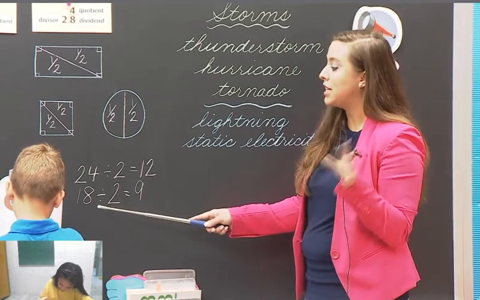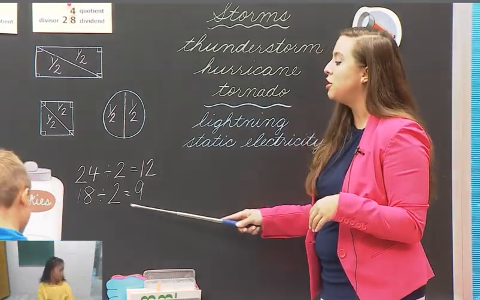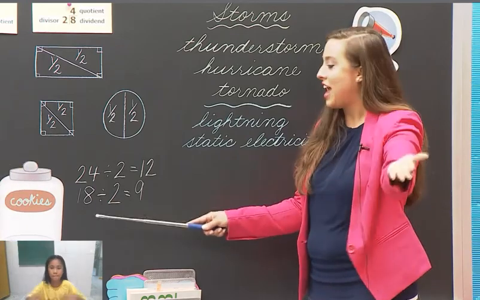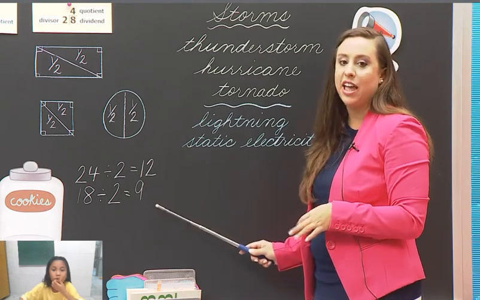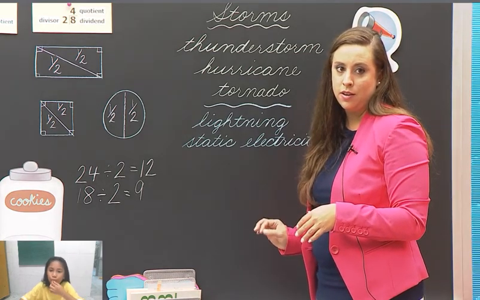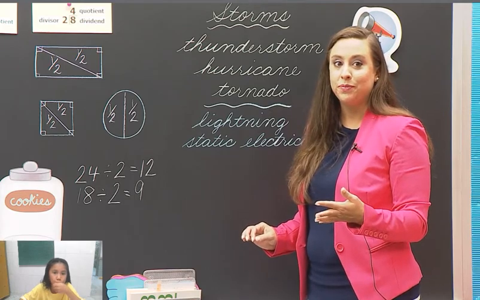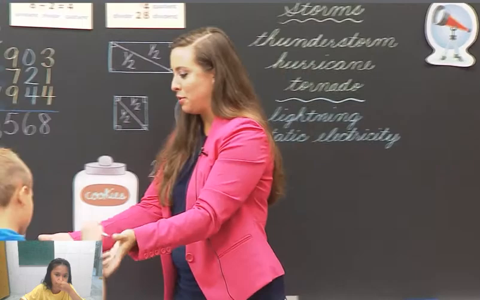Good. Let's listen to the next one, and then we'll read it together. 18 divided by 2 equals 9. Together? 18 divided by 2 equals 9. What do I call the 12 and the 9, Anna? My what? Caden? Yes, you've got it. It is the quotient.